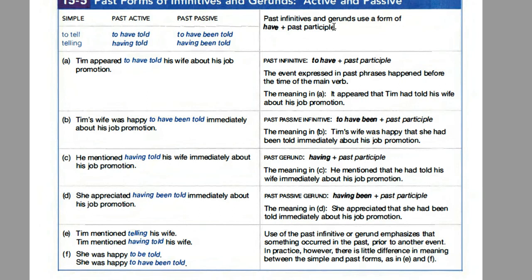So past infinitives and gerunds use the form of have plus past participle. That's how we could understand the point of past passive, that already being in the idea of infinitives and gerunds. Tim appeared to have told his wife about his job promotion.